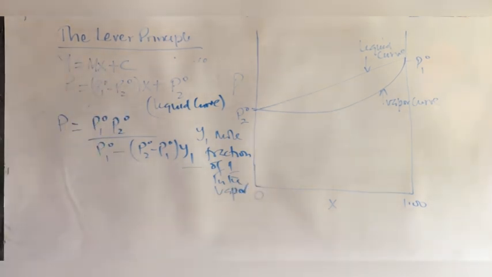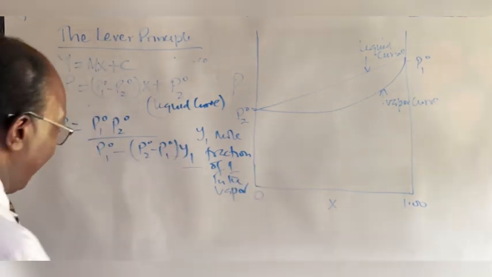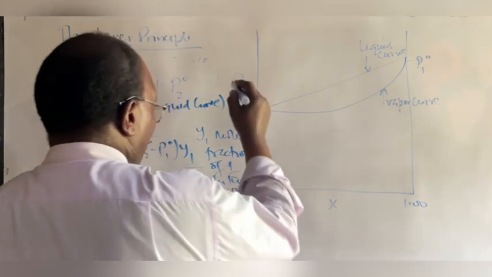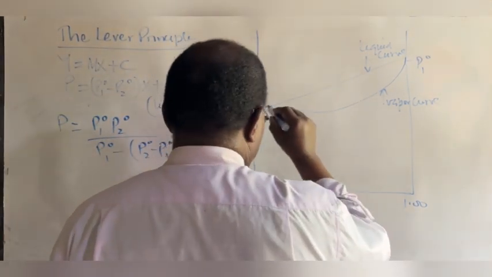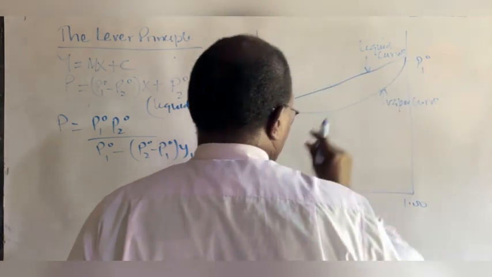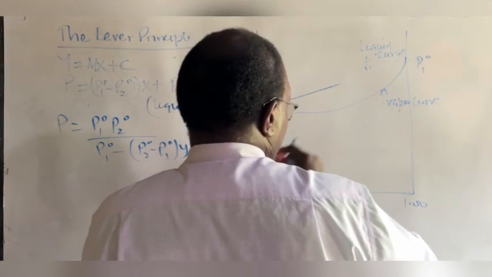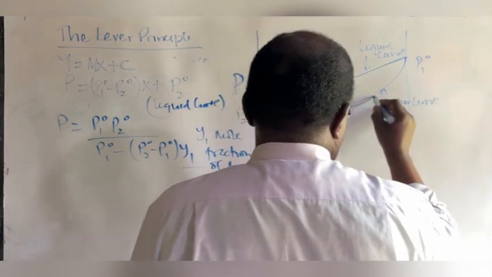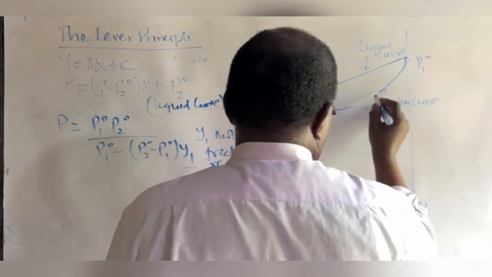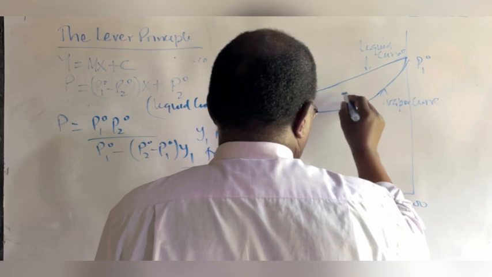Remember that. Now, let us work with this curve. So we have P, we have X. Let us choose a state point. So I'm trying to trace it up nicely. Let's have a state point which we call D.